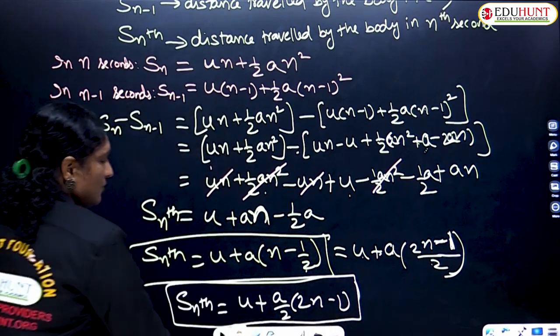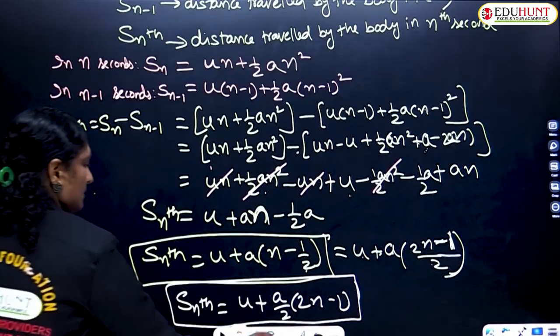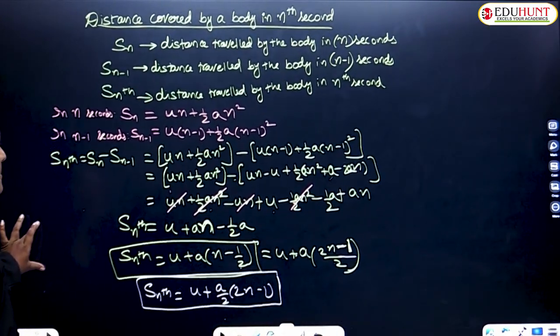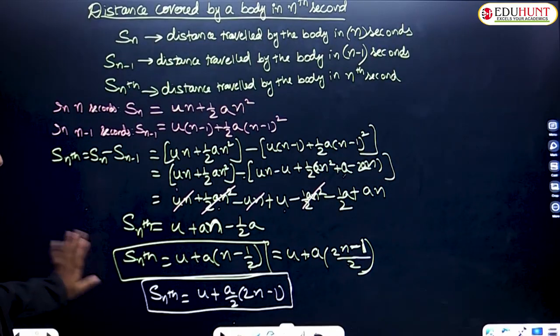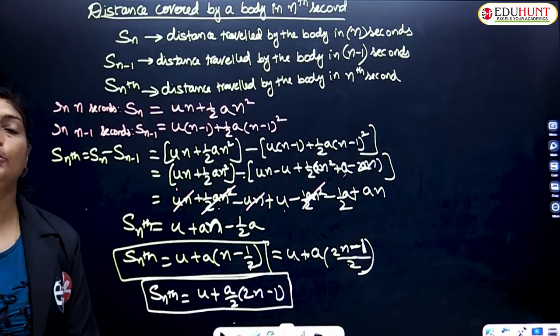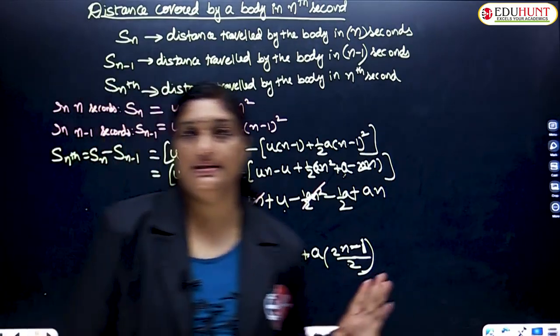So what is the formula, children? Children, don't worry, you only need to remember the formulas, not the derivation part. No one will ask you for the derivation. Okay, Sn is equal to u plus a by 2 into 2n minus 1. So 4 equations I have discussed so far.